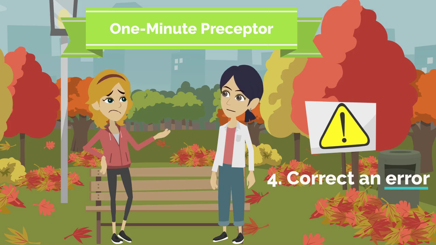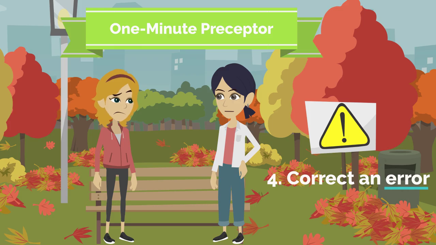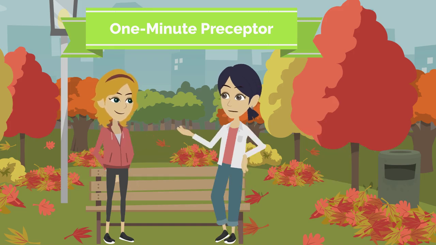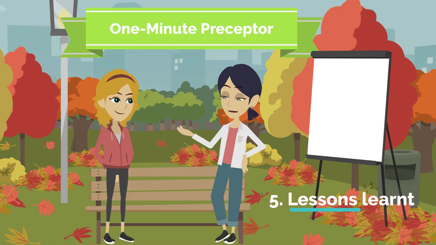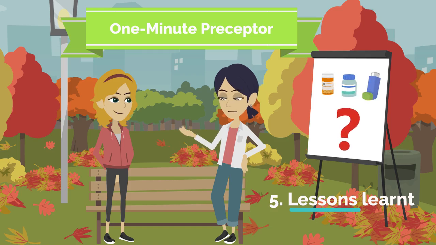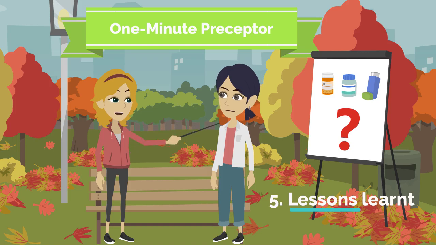"Do I have to? What if they have 5 things that they did wrong?" "Just pick 1 thing. Tell them and move on, because remember, you only have 1 minute." "Okay, I guess I can do that." "The 5th step is to teach the student a general principle or a general point that applies to most cases. Something like, remember to always check if the patient is taking any other medication." "That's cool, like a take-home lesson to remember for next time."